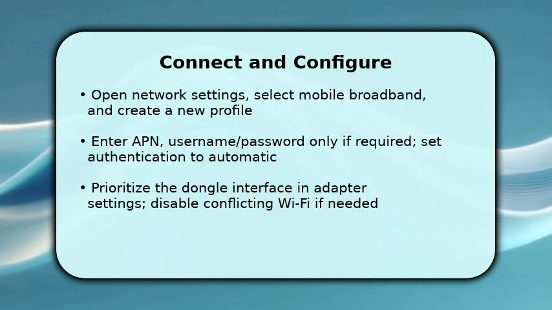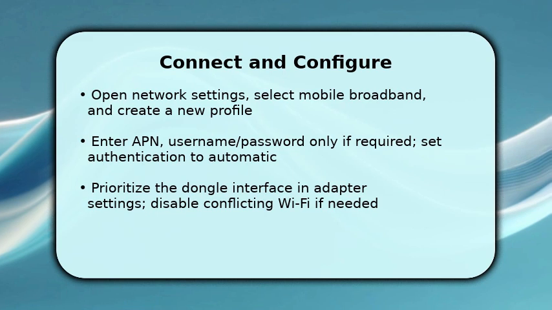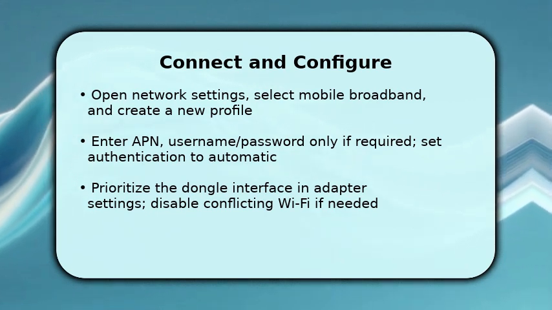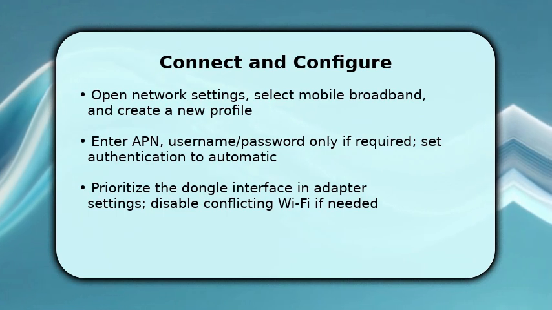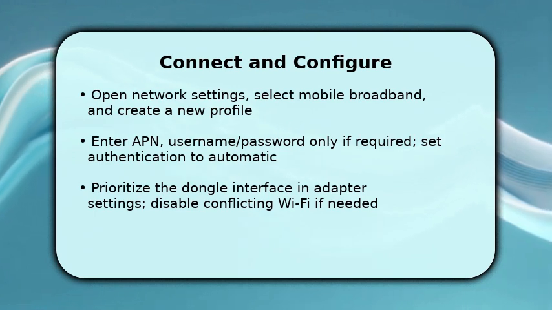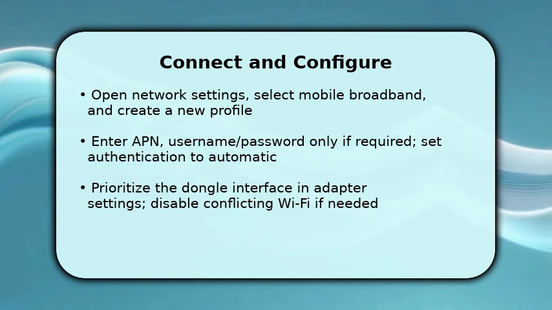Next, you configure the connection so the dongle becomes an active internet interface. Open your OS network settings and choose mobile broadband or the dongle's connection manager. Create a profile and enter the APN provided by your carrier. If the carrier requires credentials, add them. Otherwise, leave them blank and set authentication to automatic.